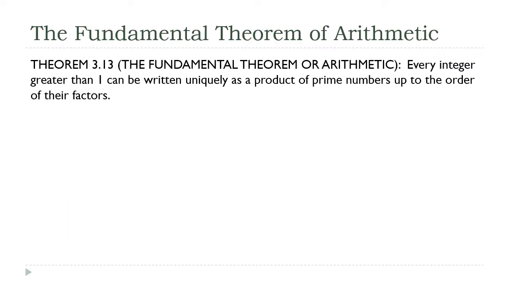So we've got something we've seen before here. It's the fundamental theorem of arithmetic, which says that every integer greater than 1 can be written uniquely as the product of prime numbers, give or take the order of their factors. 2 times 3, 3 times 2, we're going to call those the same thing.